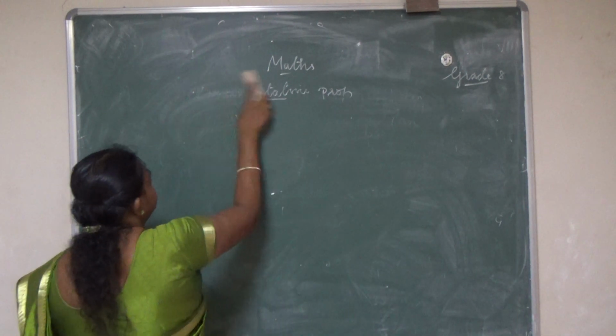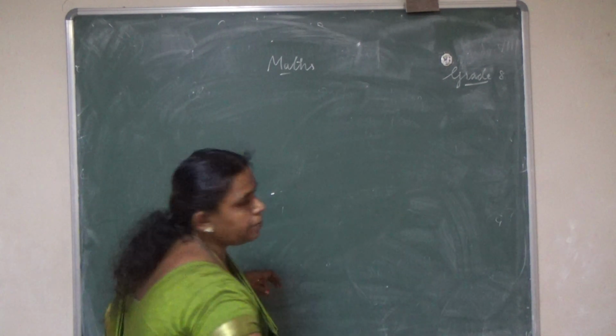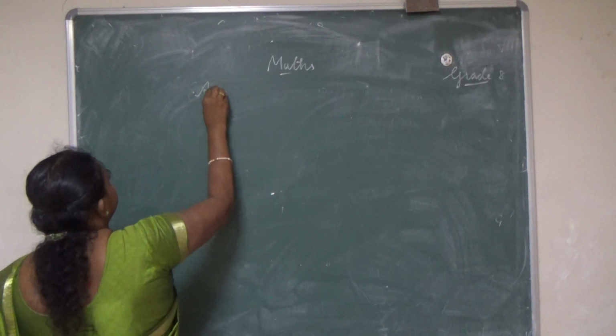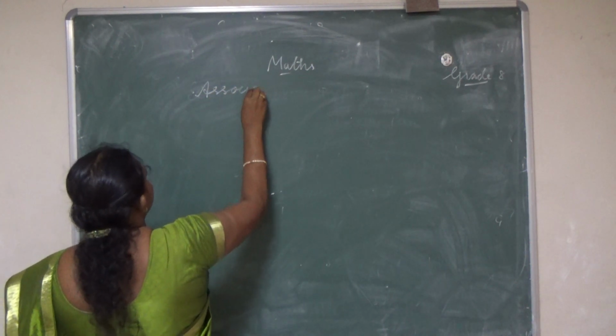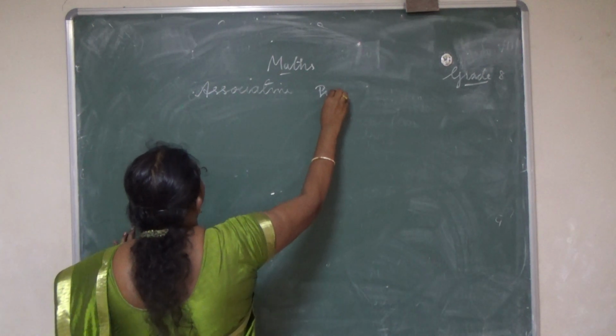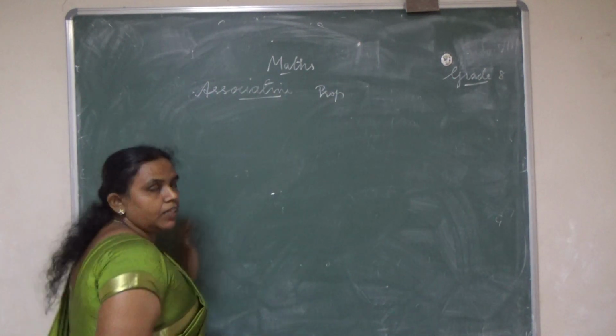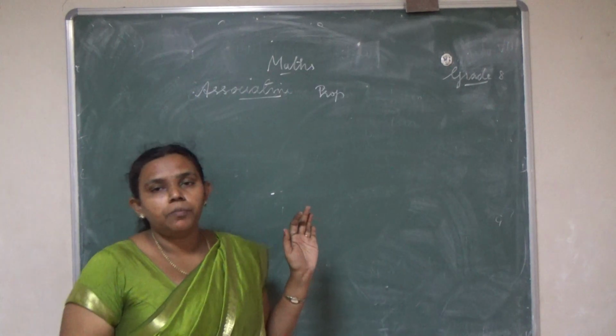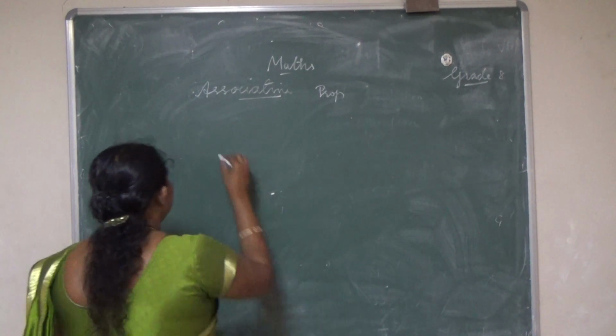Next is the associative property. For division we have only three properties. Okay, associative property. Can you tell me the property?